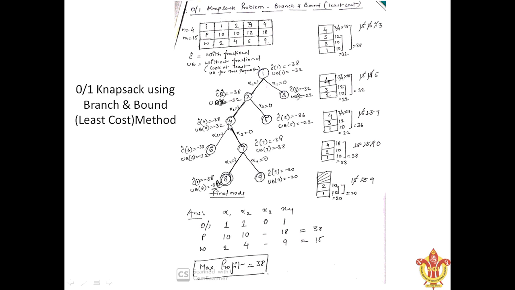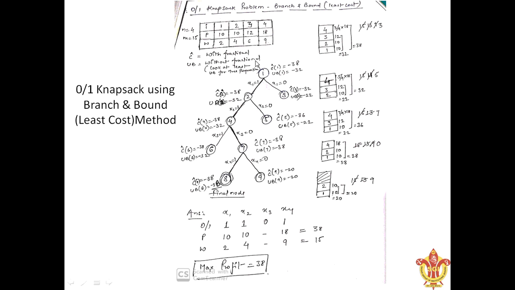Moving forward, we have two things: by including 2 and by excluding 2, we have calculated it. Now by including 3 and excluding 3. Including 3, we have the cost and upper bound same as we calculated earlier here itself. Now what will happen if we exclude this 3 node?